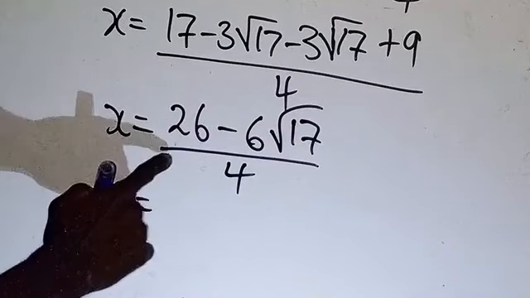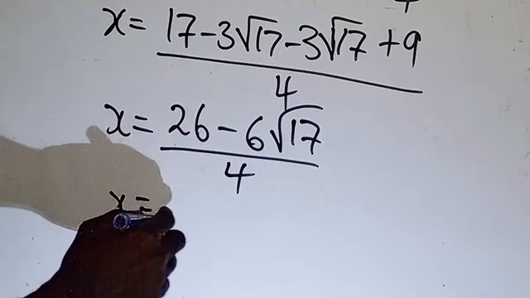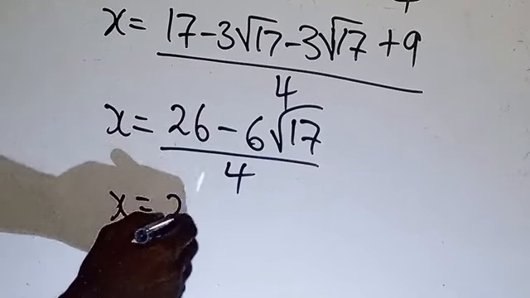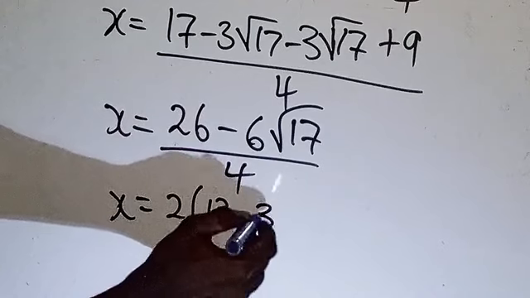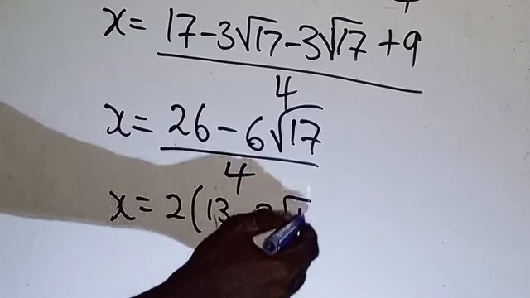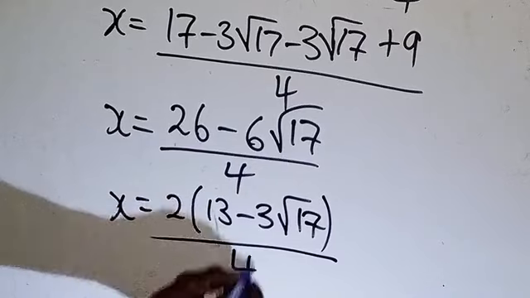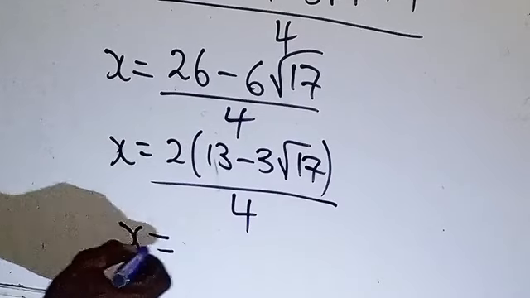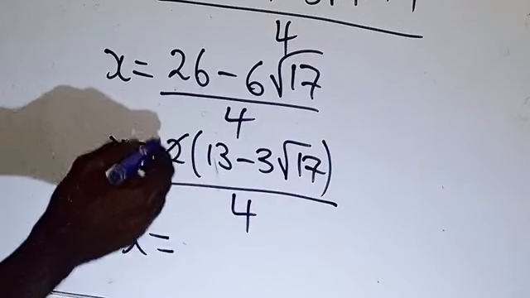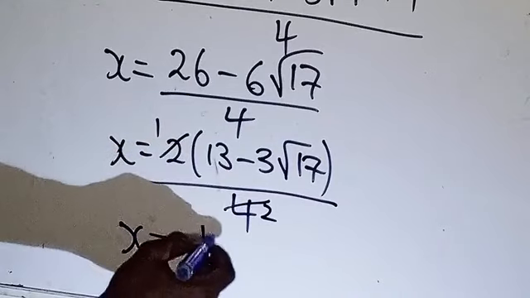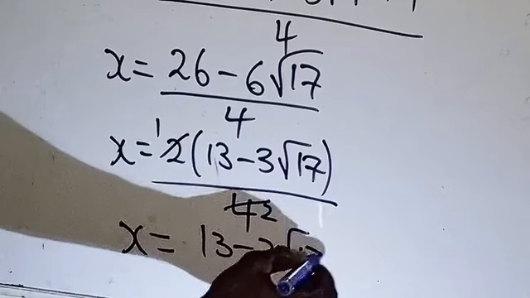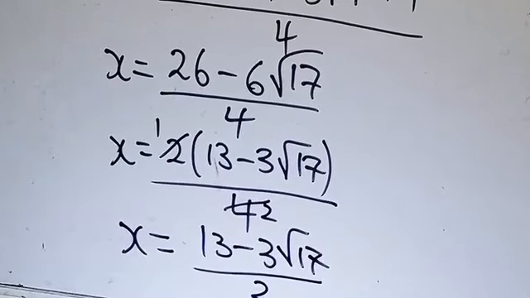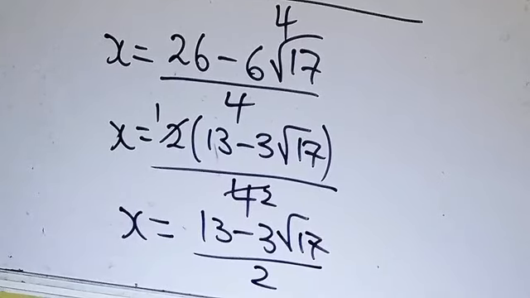Are you following? So the HCF we can have is 2, giving 2 times 13 minus 3 root 17, divided by 4. So now from here we are going to divide by 2 here, 2 here, 2 here, 1, 2 here. So we're going to have x equals 13 minus 3 root 17 all over 2. Okay, and that is the solution.